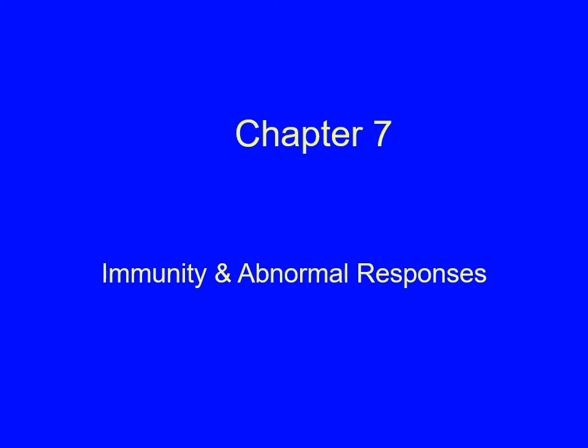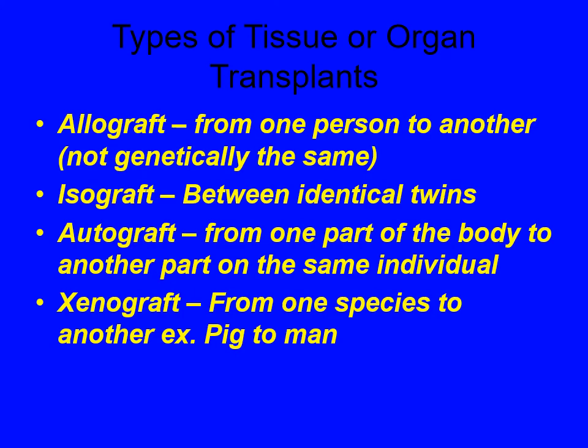So, just things like functions of white blood cells, vaccines, primary versus secondary immune responses, lymphocytes, what their functions are. Just make sure you read over that beginning material. Okay, so this chapter starts off talking about tissues and organ transplant and types of tissues that can be transplanted.